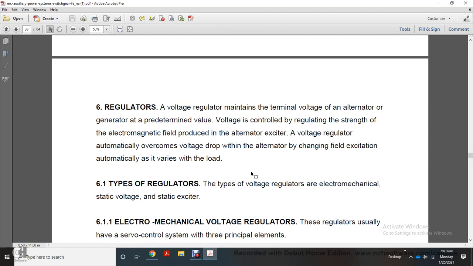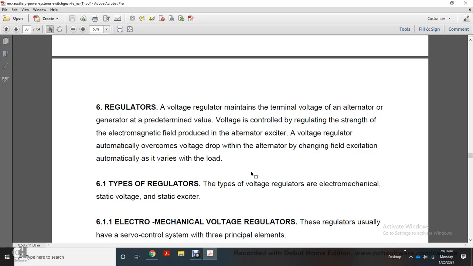6. Voltage regulator. A voltage regulator maintains the terminal voltage of the alternator generator at a predetermined value. The voltage control regulates the strength of the electromagnetic field of the exciter. The alternator exciter voltage regulator automatically compensates for the drop in voltage. The alternator changes field excitation automatically as it varies with load.